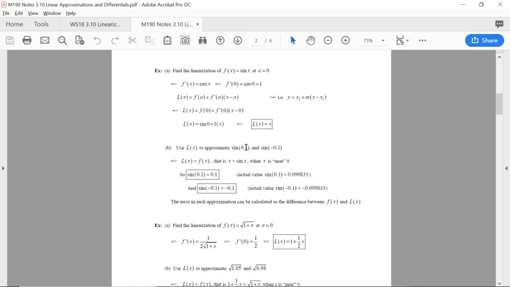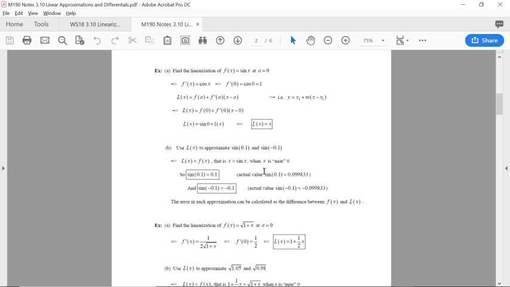The sine of 0.1 is approximately 0.1. Because what we found here is that the function itself, f of x equals sine of x, is approximately the same as y equals x, as long as we're close to 0. And 0.1 is close to 0. So the tangent line is approximately the same as the curve as long as we are near 0. And since the input is near 0, it's okay for us to use the tangent line for an approximation.